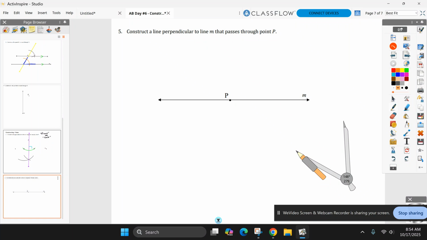I'll have to check, but I'm pretty sure I put both parallel and perpendicular construction on the test Wednesday. So you'll have to do both for me on the test on Wednesday.